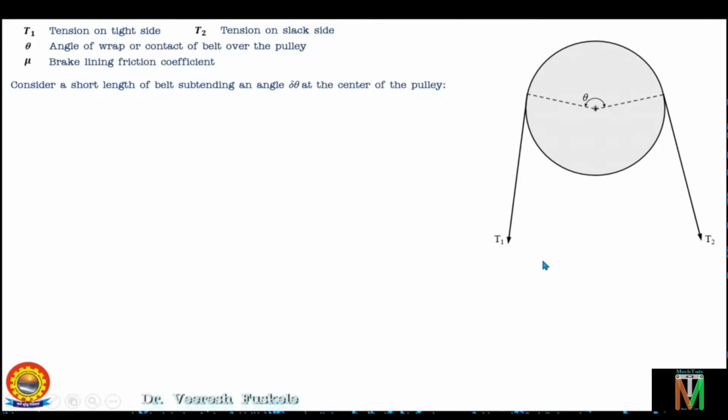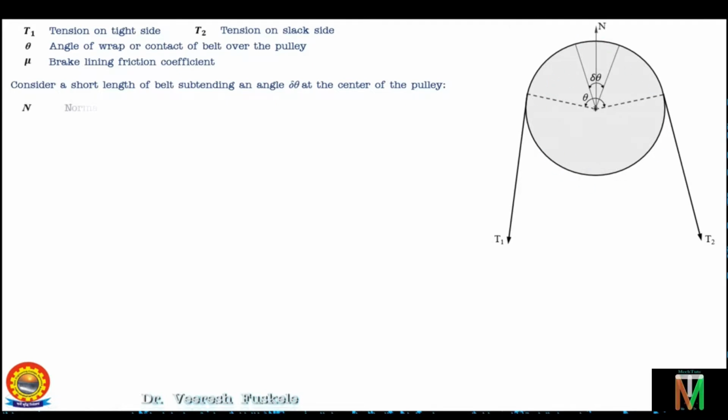Now consider a short length of the belt subtending an angle del theta at the center of the pulley as shown. So this is the small element that we have considered, and we'll just try to find out the tensions here and then we'll integrate to obtain the ratio of the tension.